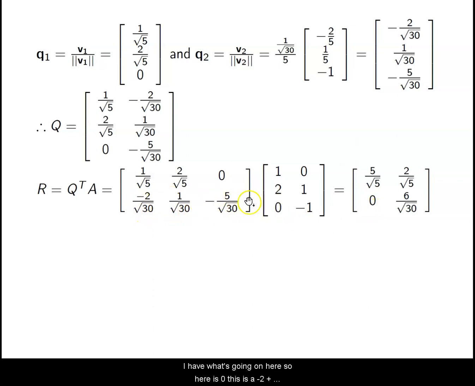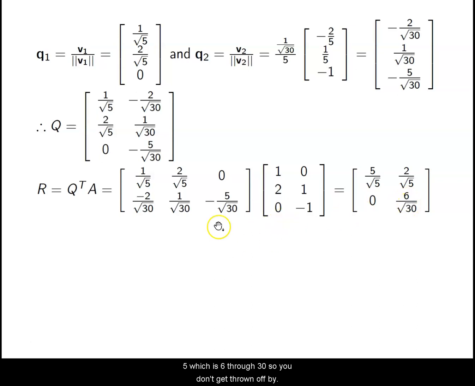So here is a 0. This is a negative 2. And these two give me a positive 2. So that cancels out. And for the last one, this has no part in it. This is a 1. And this is a negative negative, so that's a positive. So I got 1 plus a 5, which is 6 root 30.